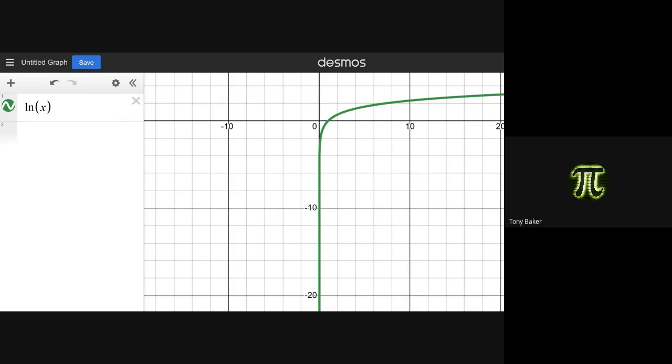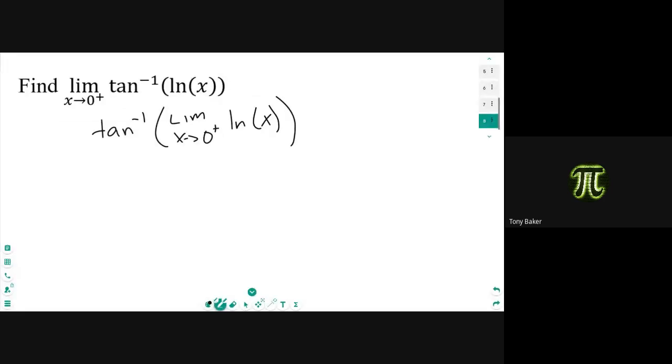Okay. So as we're getting closer and closer to 0, ln of x is getting closer and closer to negative infinity. Remember, ln is the inverse of e to the x. So with e to the x, as you're getting closer and closer to negative infinity, you're getting closer and closer to 0. So ln, since it's the inverse, those two reverse. So as you're getting closer to 0, you're going to negative infinity. So this in here is going to negative infinity.